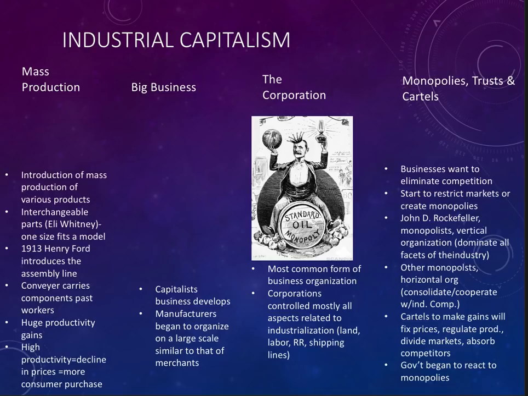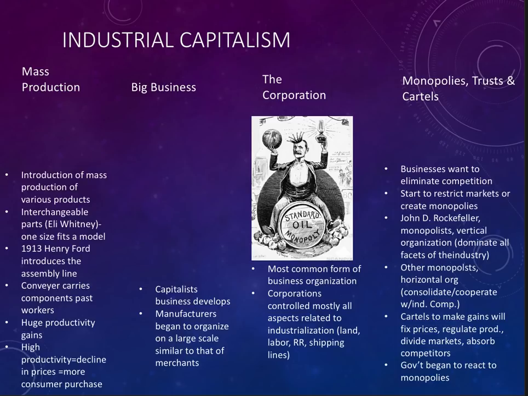So the corporations, these were the most common form of business organization, and corporations controlled mostly all aspects related to industrialization, like the land, the labor, the railroad, the shipping line. So if you're under that one corporation, you're going to pretty much control all aspects of it. A good example would be this picture you see here of the Standard Oil Company. They're going to control where they dig. They're going to buy the land to dig. They're going to buy the machines to purify the oil, the fossil fuel, and then they're going to have their own stores to sell the oil. So that's the idea of a corporation.